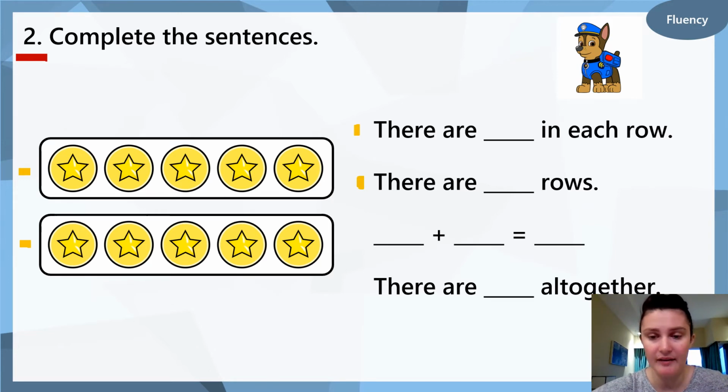Next question, we have to find out how many there are altogether. So we need to take the number of the first row and the number of the second row, and we need to add them. We can either use plus or we can use our skip counting, whatever you want.